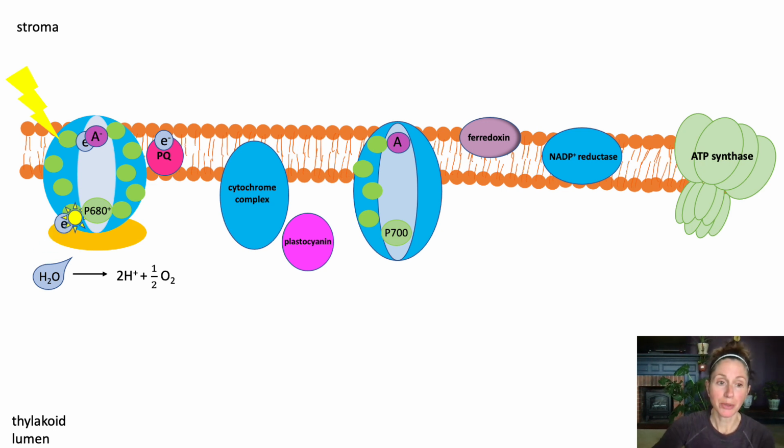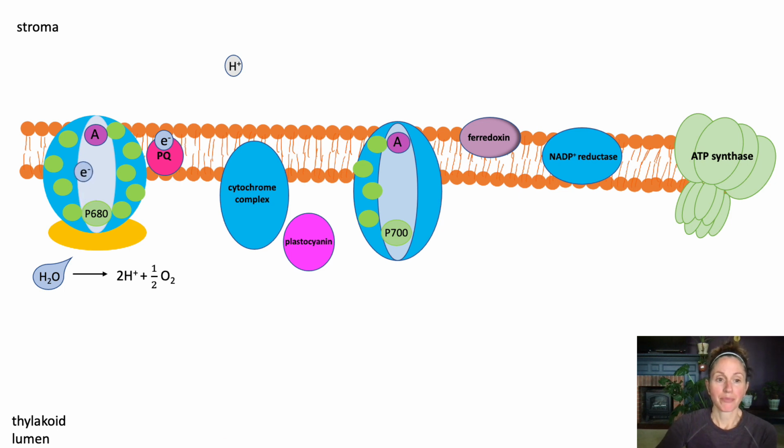So what does it do? It takes that second electron from the water molecule. And we see this movement happening. So now it's back to just being P680. So that's back to its baseline. And then we're just going to go ahead and watch the movement of the remainder of the electrons.